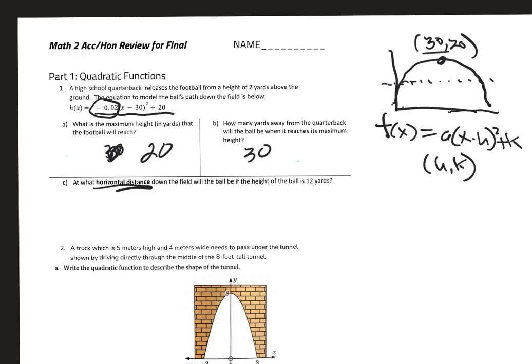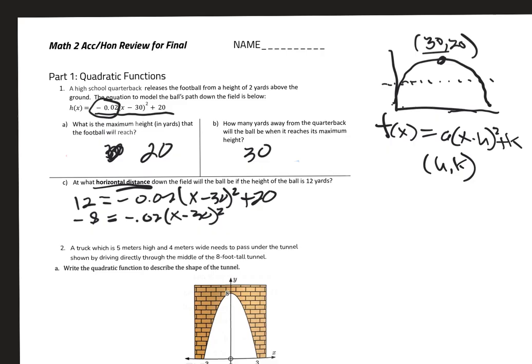So what we'll do here is we will substitute. We're saying that 12, the height that we're looking for the horizontal distance for, is equal to negative 0.02 times (x minus 30) squared plus 20. And so what we want to do is isolate the (x minus 30) term, because from there it'll be very easy to solve for x. So first we subtract 20 from both sides to get negative 8 is equal to negative 0.02 times (x minus 30) squared.